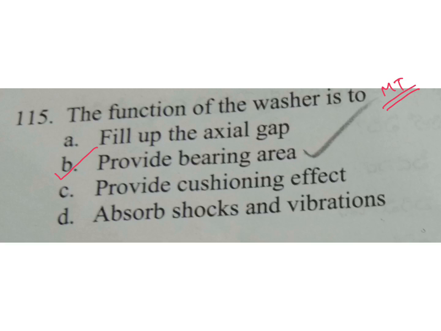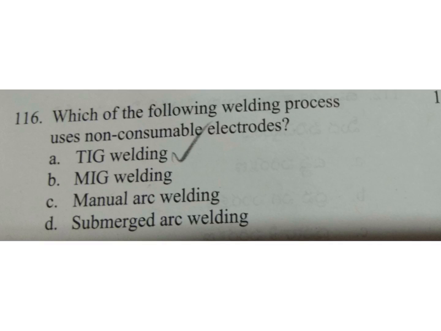Which of the following welding processes uses non-consumable electrodes? The answer is TIG welding. In MIG welding, they use filler wire. In manual arc welding, they use a rod. In submerged arc welding, they give filler wire plus granular flux.